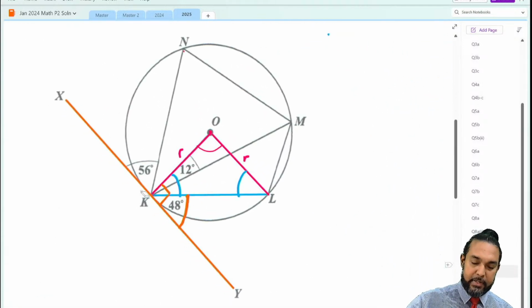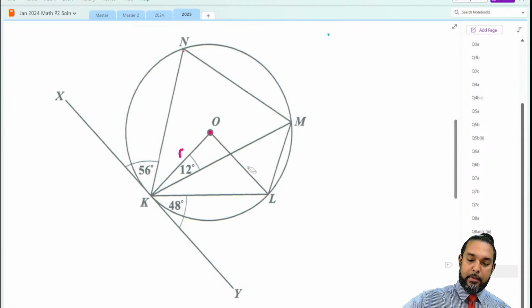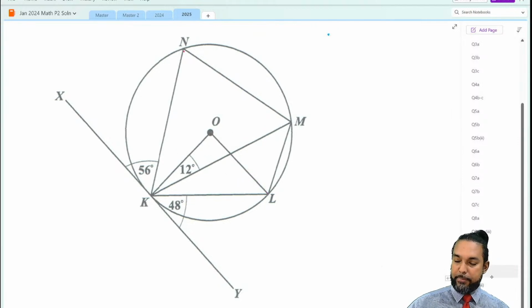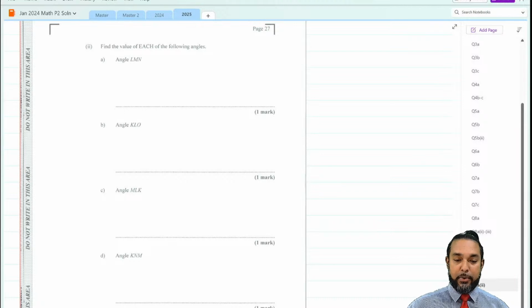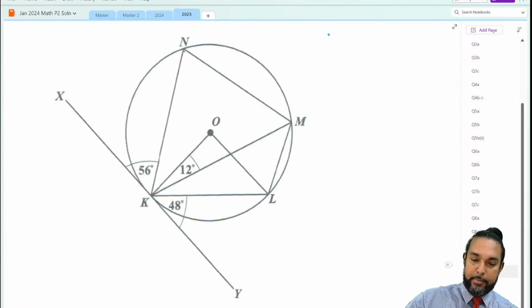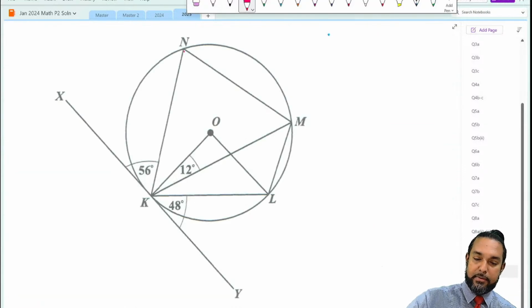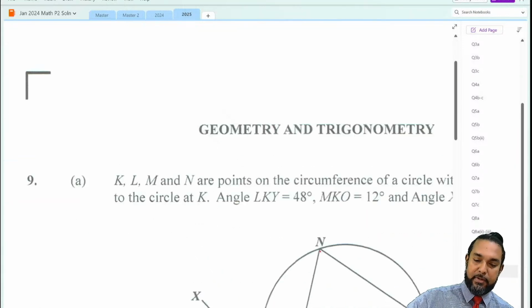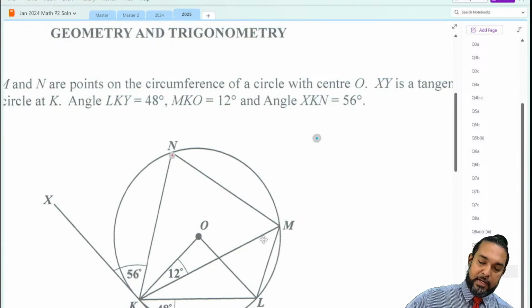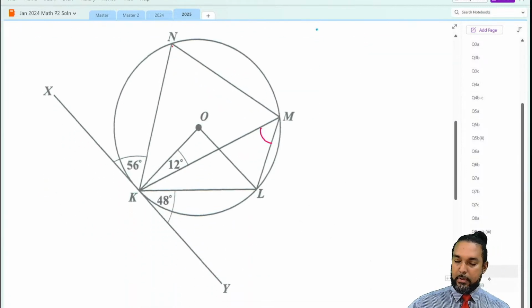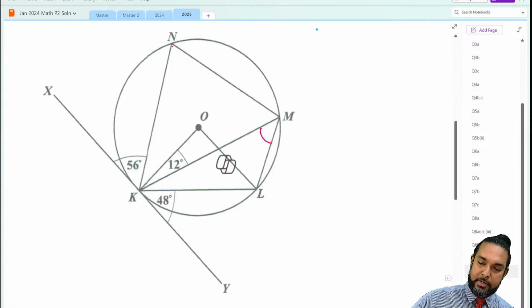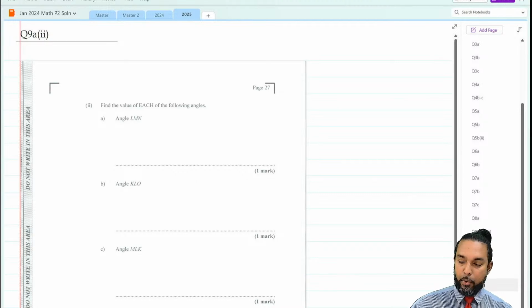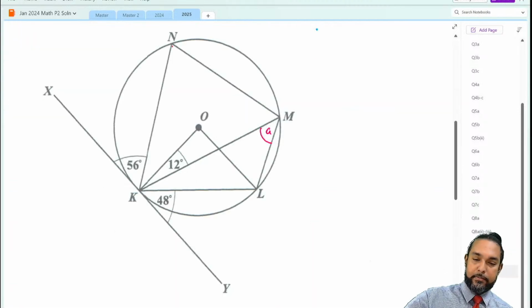Okay. I think I'll take all these colors too because they're going to ask us to find some stuff, so I'm going to put those in colors as well. Right. So they want LMN. Let's take a look and see where LMN is. That's this angle here, right? That's LMN. You could call it A if you want. And angle B is KLO. Let's put that one in green now.